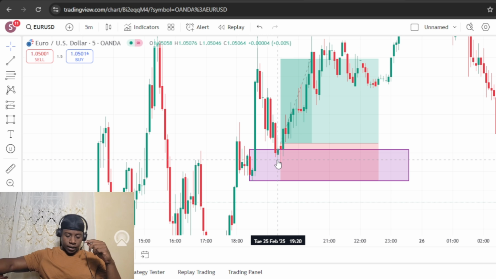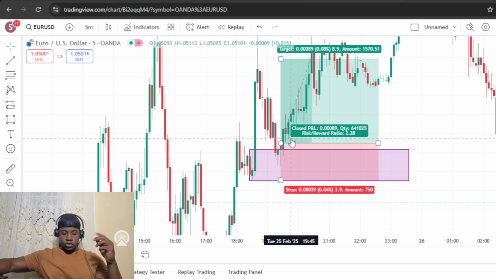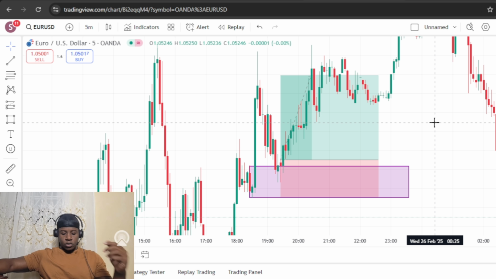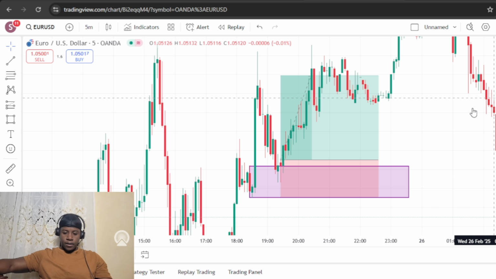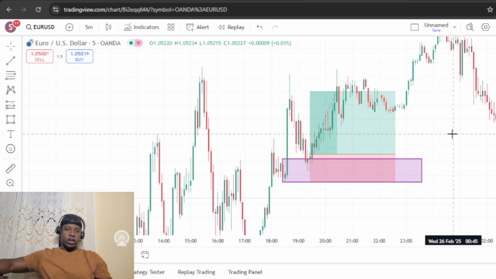Price came back, tapped my zone, gave me the breaker candle entry. I got in the trade and it was literally bread and butter at that point. Overall, it was a wonderful trade. I mean, that was pretty much it. Made over $2,000. Very much thankful for that.